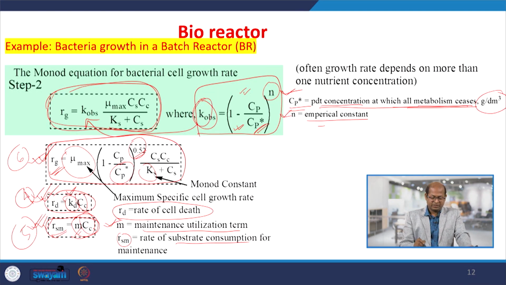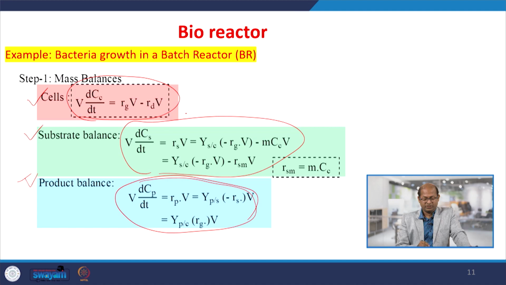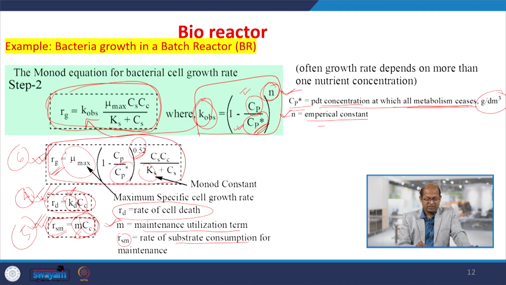K observed is a constant that is a function of n, Cp star and Cp, the concentration of the product, which gradually increases with time. Cp star is given as 93 grams per dm³, and the value of n is also given.